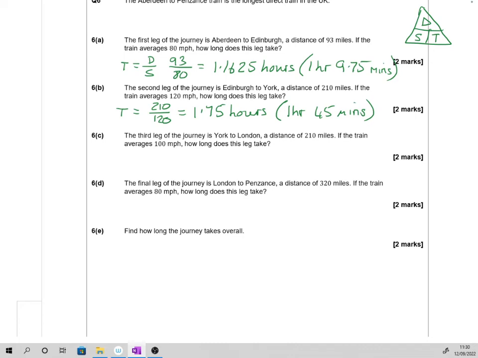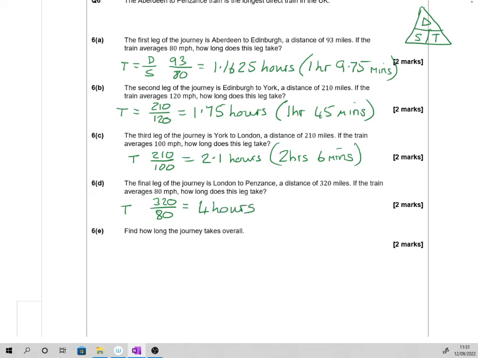The third leg is York to London. How long does this take? So the time is 210 divided by 100, which is 2.1 hours, which is 2 hours, and 60 times 0.1 is 6 minutes. I don't know whether we need the minutes. The final leg is the time is the distance, 320 divided by 80. 320 divided by 80 is exactly 4 hours.